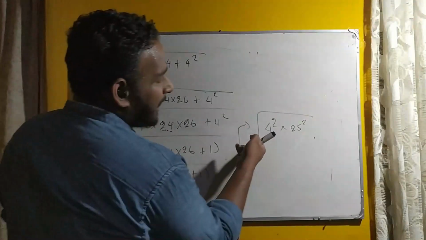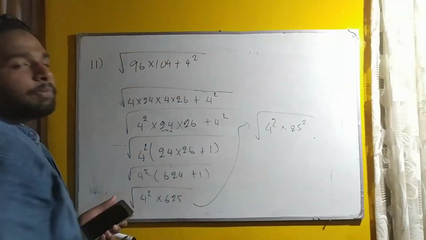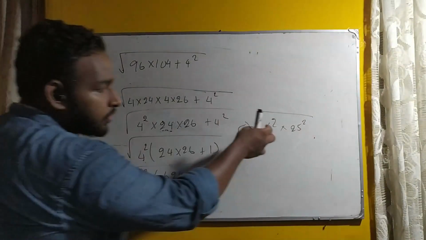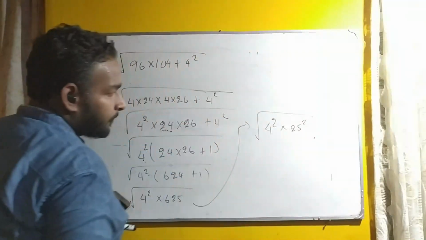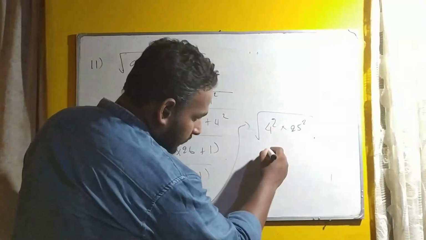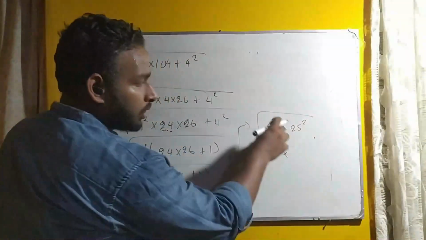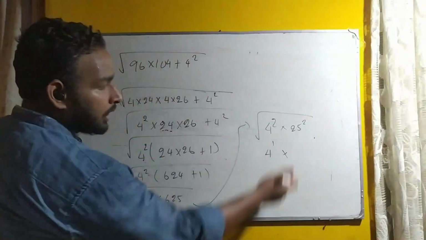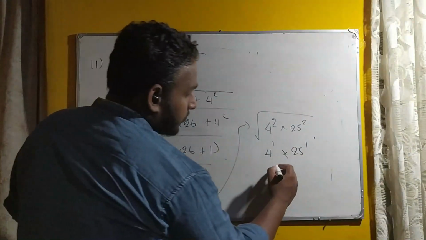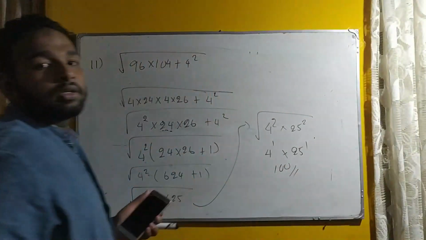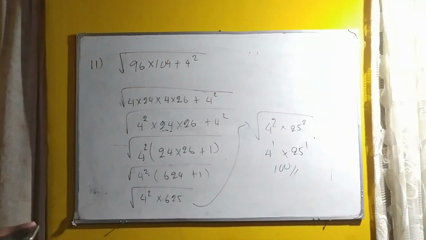So if they ask for the square root, you should give half of the power. Each and every one you should give half of the power. In this there is 4 to the power 2. If you remove the square root, it will become 4 to the power 1, into 25 to the power 2. If you remove the square root, it will become 25 to the power 1. So 4 into 25 is how much? 100 is the answer. So this is your 11th question.